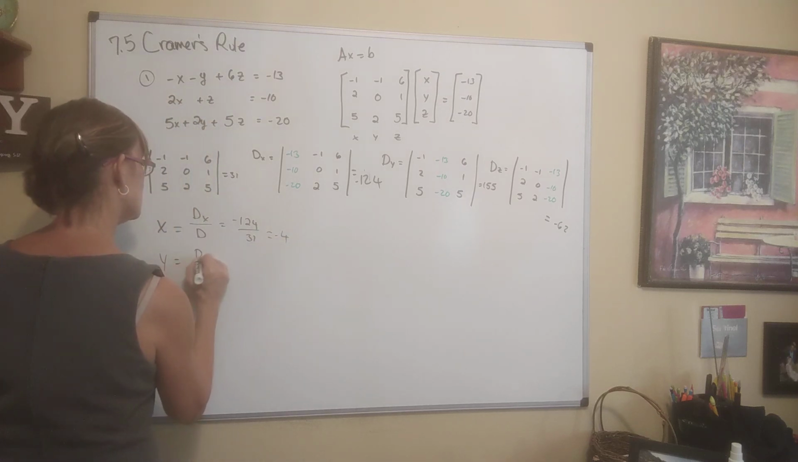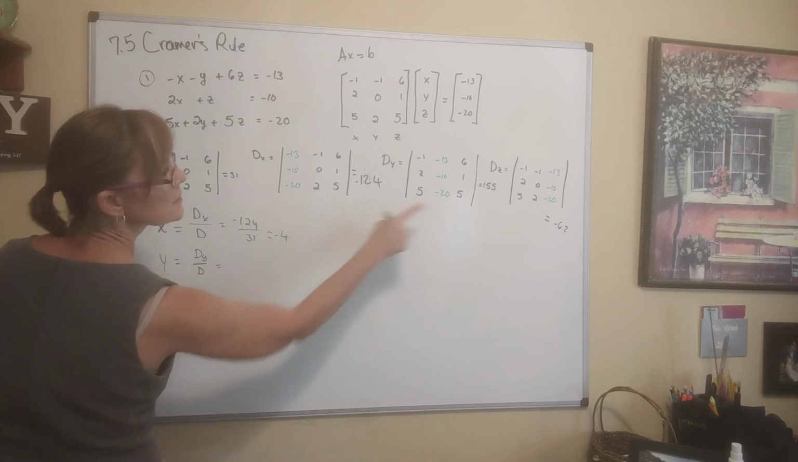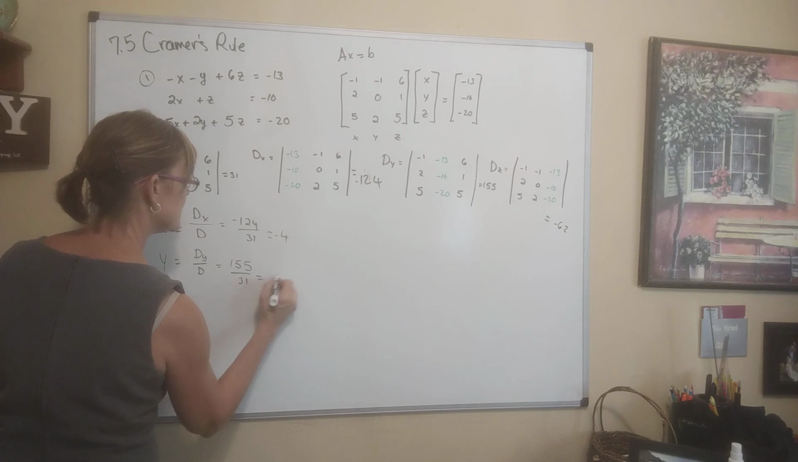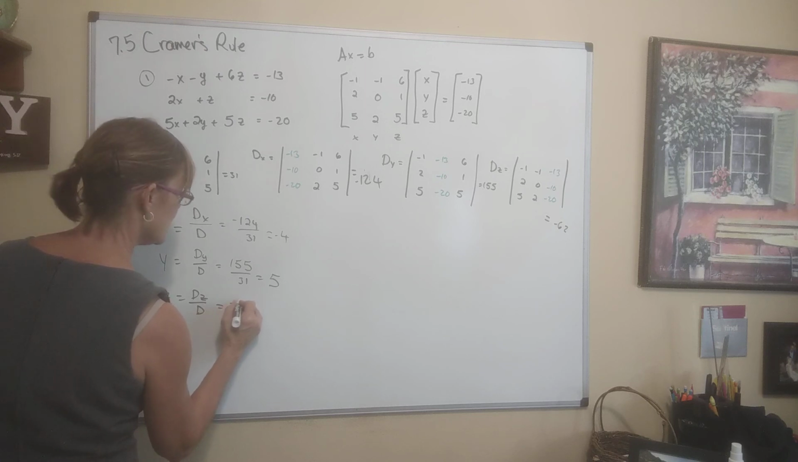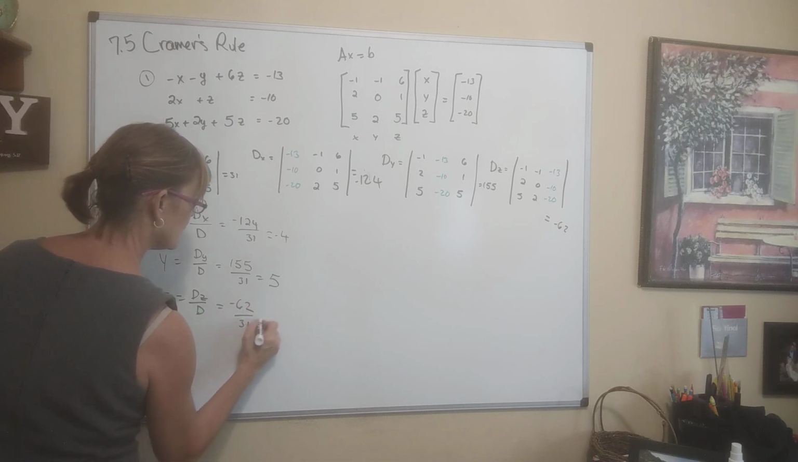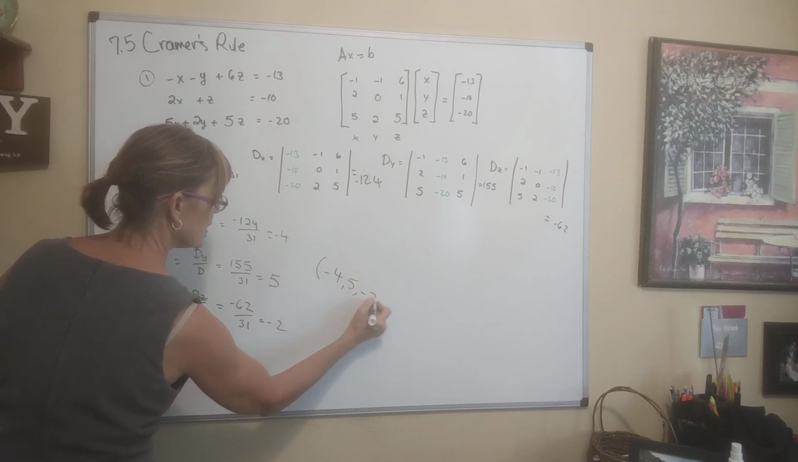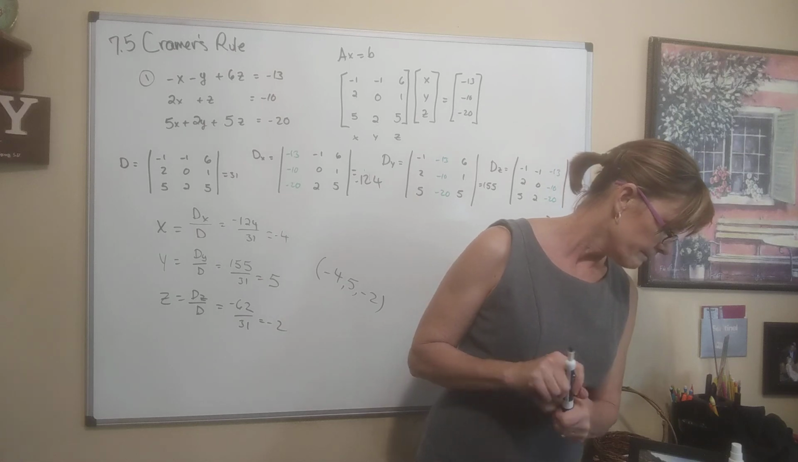Y is going to be d sub y divided by d, which is 155 divided by 31, which is 5. Z is going to be d sub z divided by d, which is -62 divided by 31, which is -2. -4, 5, -2 is the solution. That is our ordered triple.